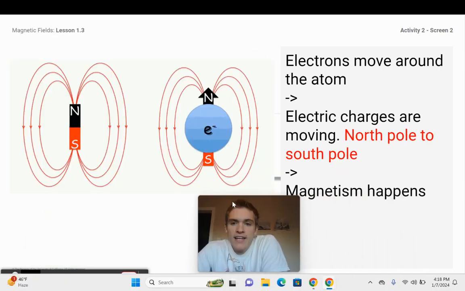So in a magnet, electrons are moving around the atom. This E symbol is a symbol for an electron, and it's negatively charged, which is that little negative sign. Electrons are moving around the atom. They are moving north to south pole, which causes magnetism to happen.